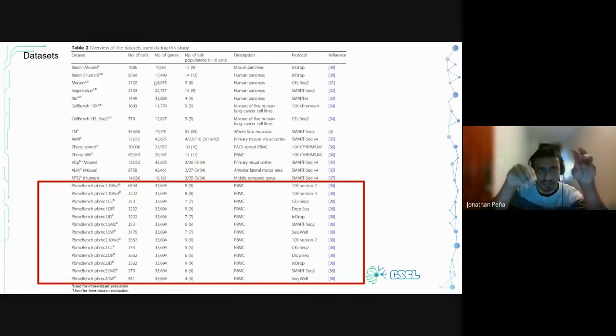They needed the datasets to be variable in protocols and tissues, the number of genes, the number of cells, and the populations also.